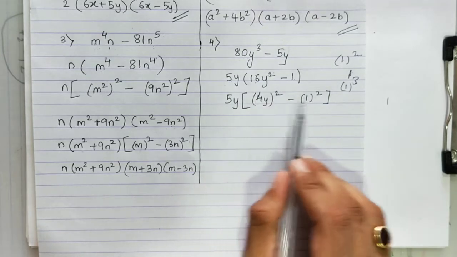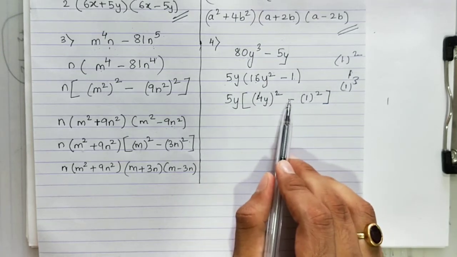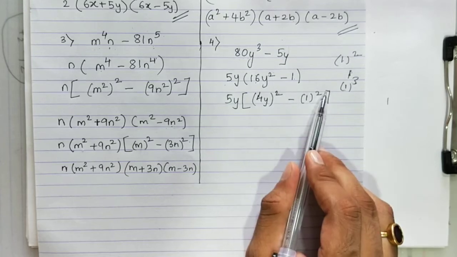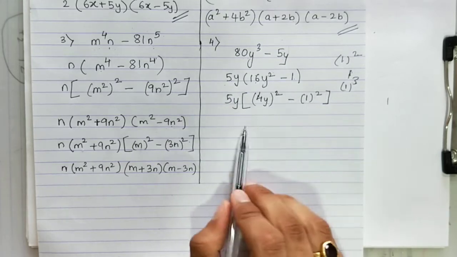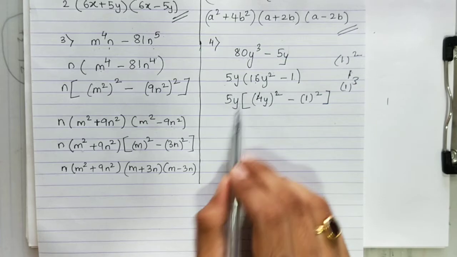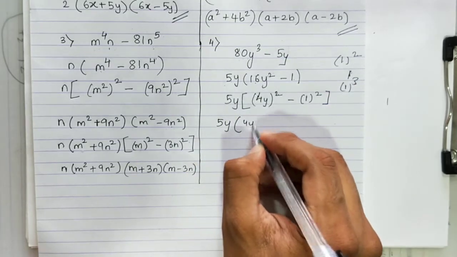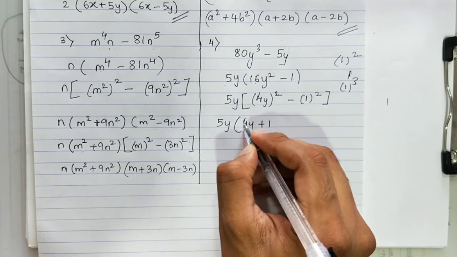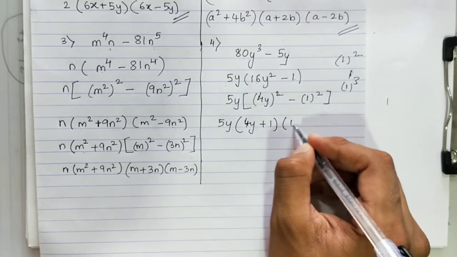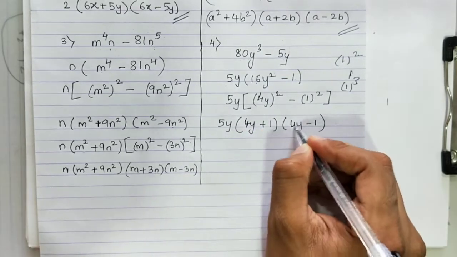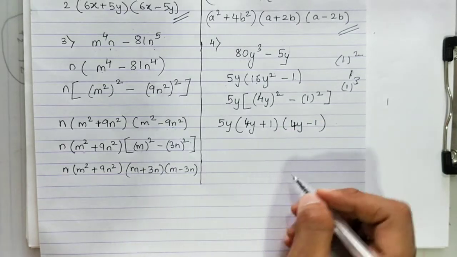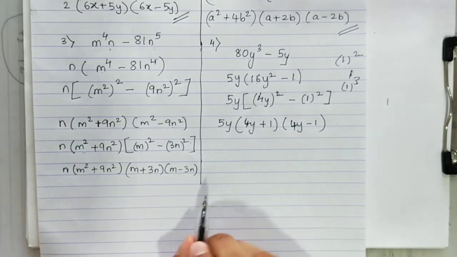So now I have two brackets ready. And a minus sign in between with squares on the top. So I will add both the brackets and I'll subtract both the brackets. This 5y will remain as it is. So this will be 4y plus 1 and 4y minus 1. Okay, 4y plus 1, 4y minus 1.